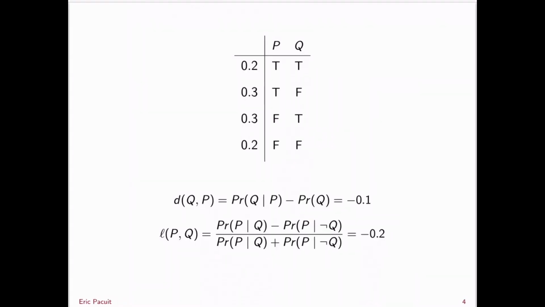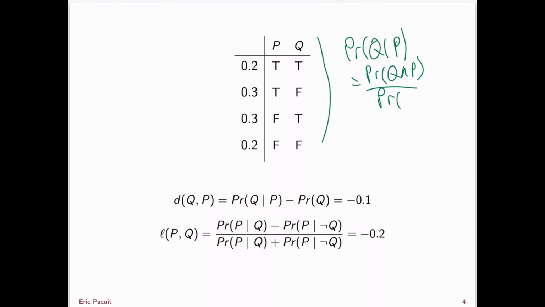So let's look at an example to see how these two measures work. So here's a stochastic truth table. And so let's just measure how relevant P is to Q. So the probability of Q given P is equal to the probability of Q and P divided by the probability of P, which is equal to, so Q and P is true in the first row, so that's 0.2 divided by, now P is 0.2 plus 0.3, which is 0.5. So that's equal to 0.4.